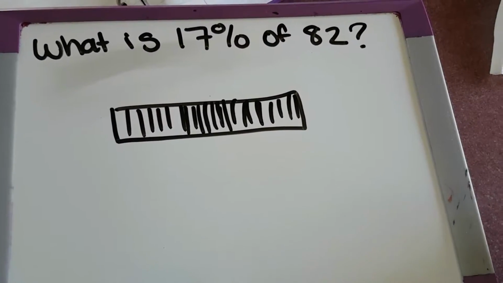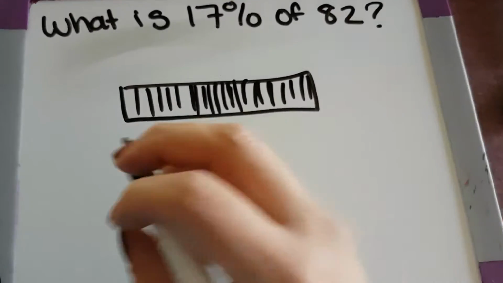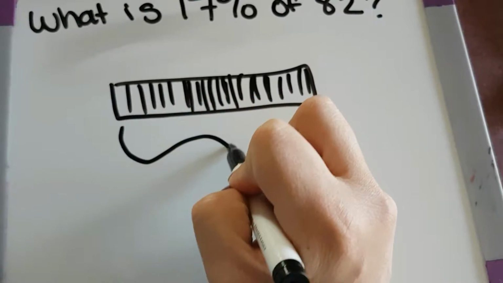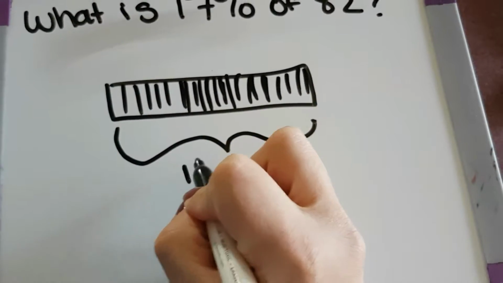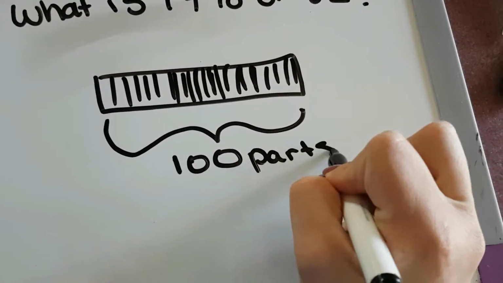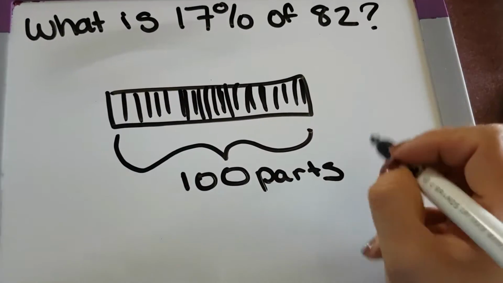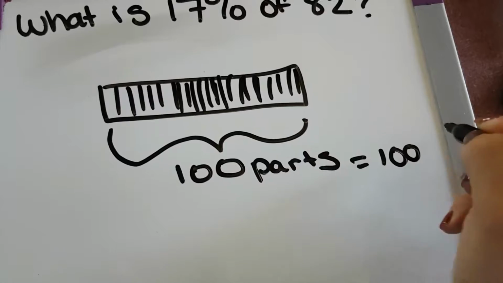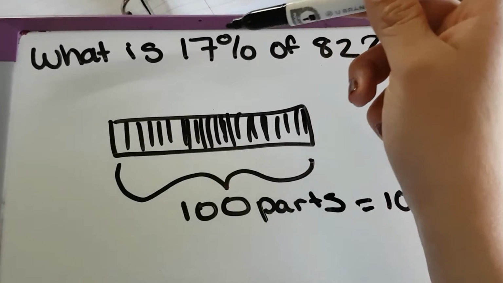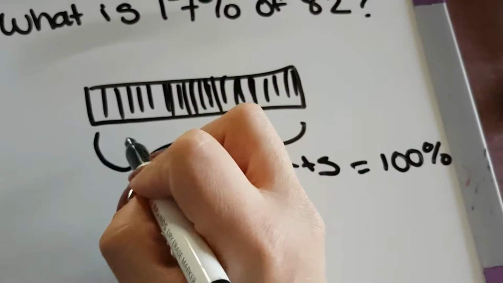And then now that we broke it up into 100 pieces, it doesn't have to be exactly 100 parts. We can just do this. This will be considered 100 parts, which is also considered 100%. And in this problem, it said 17%. So out of this 100%, we will be using 17.